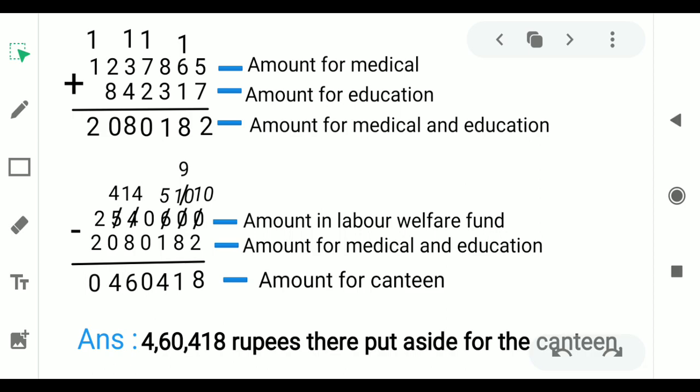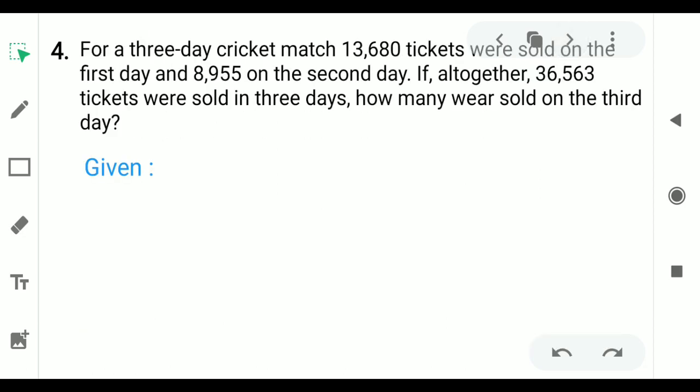How much amount they put for the canteen? 4,60,418. Now we see the next question number 4. For a 3-day cricket match, 13,680 tickets were sold on the first day and 8,955 on the second day. If altogether 36,563 tickets were sold in 3 days, how many were sold on the third day?